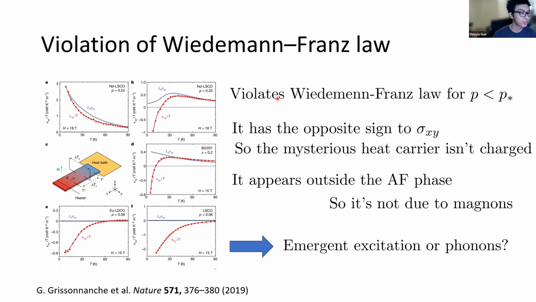Here are some data slices for various dopings. For example, at high dopings and high temperature, it's kind of satisfied with the Wiedemann-Franz law, but if you go to low temperature, it also becomes negative. And if you are near the insulator region, it's an insulator, so there's no charge Hall effect. But the kappa_xy is still negative.